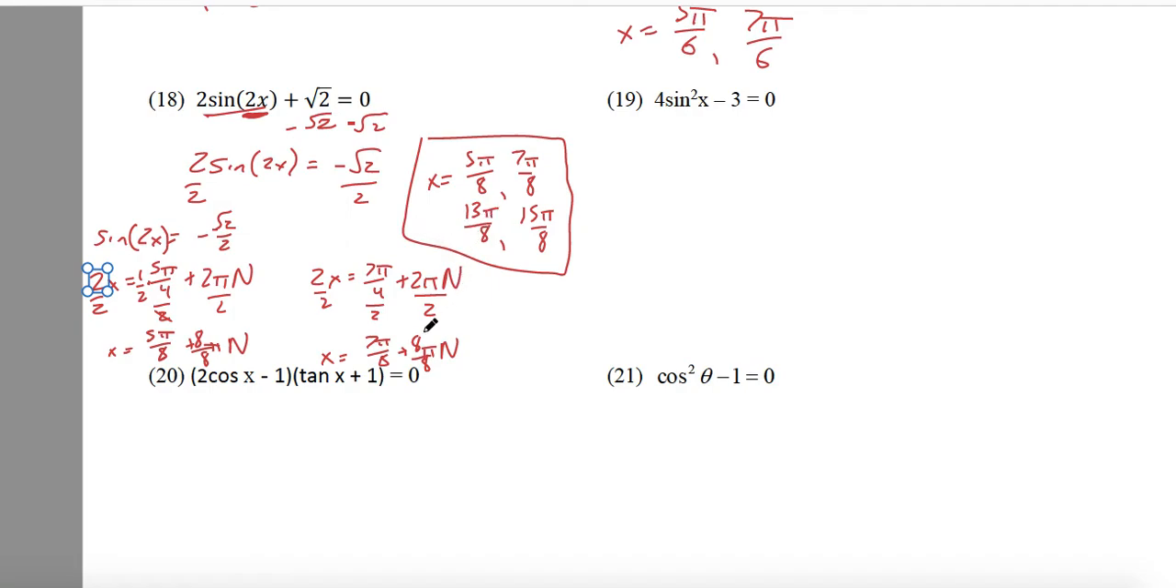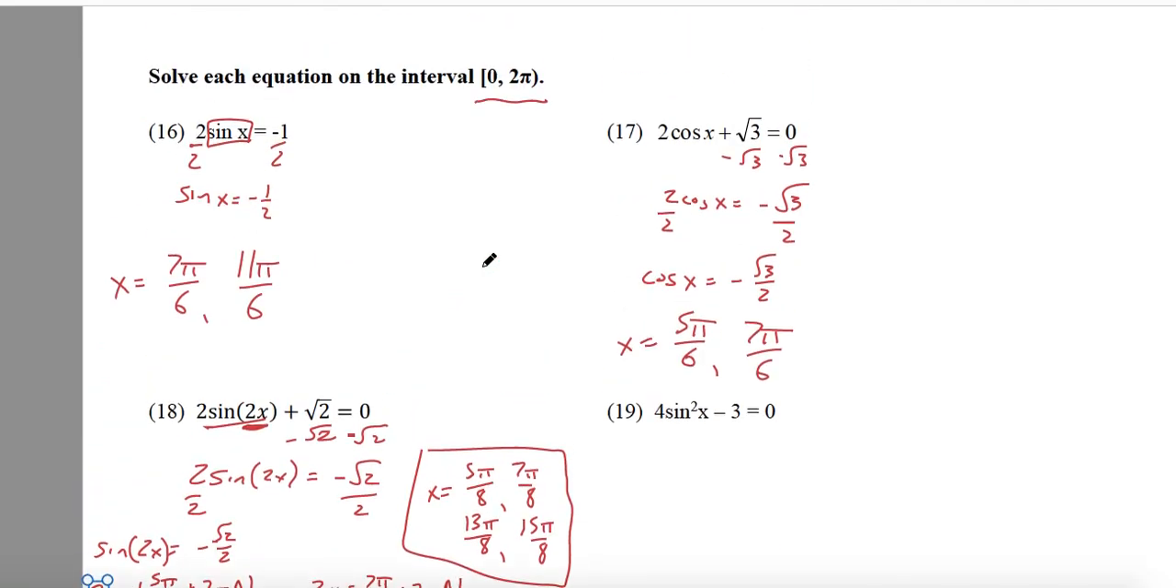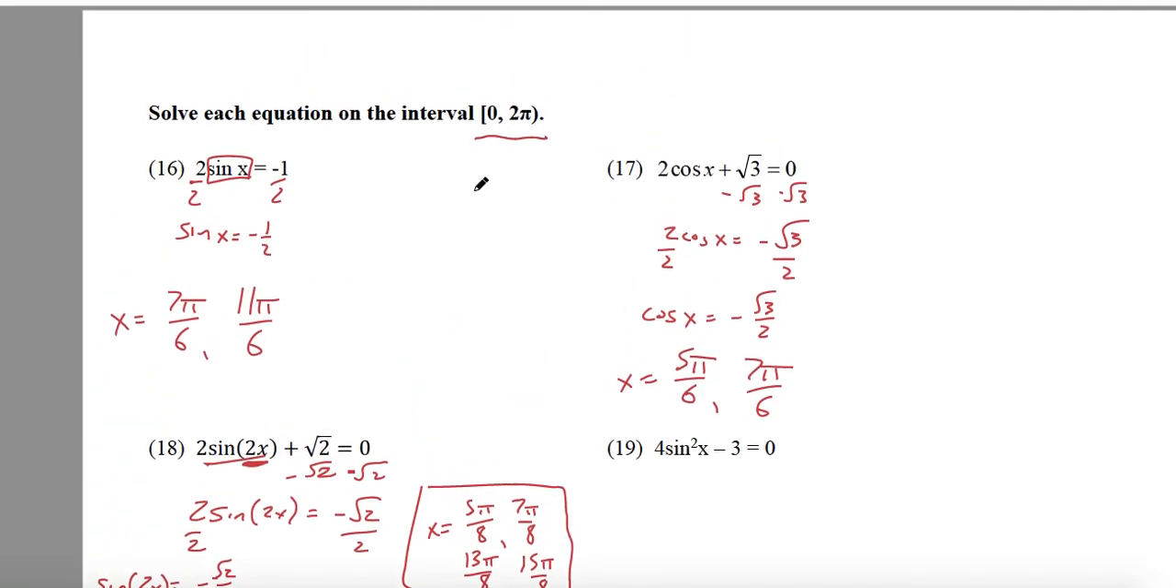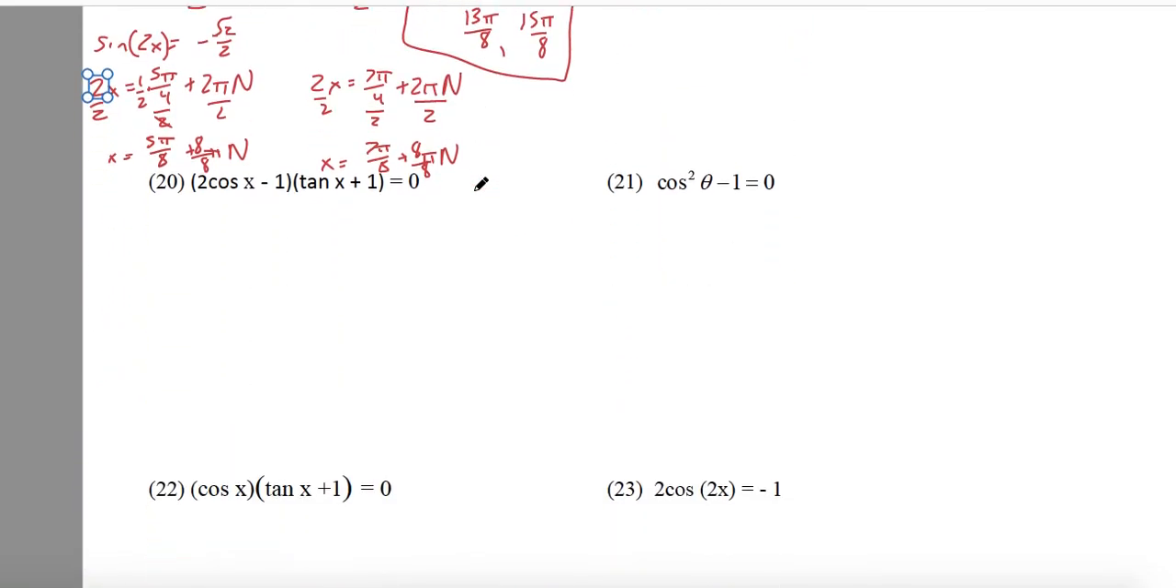And we know to stop there and not continue adding pi's, because if I added pi again, I'd be at 21 pi over 8, which is more than 2 pi. 2 pi is 16 pi over 8, and we only want the answers between 0 and 2 pi.